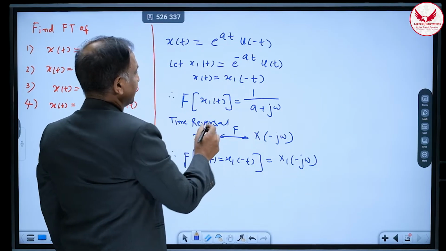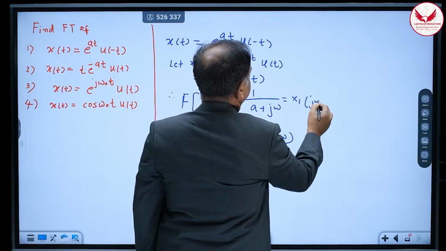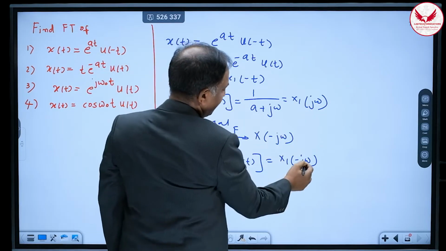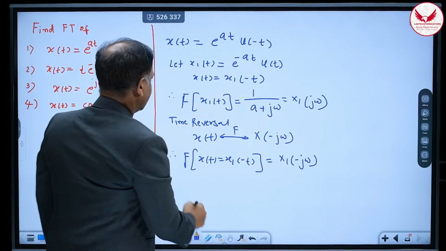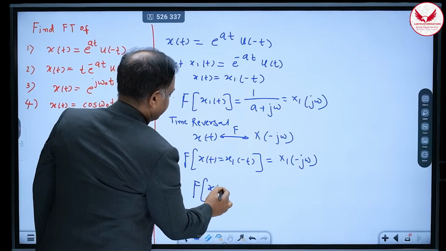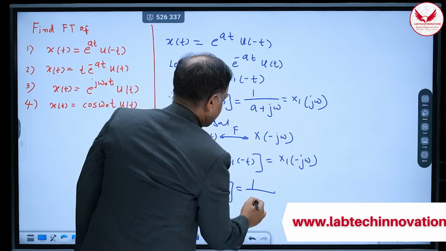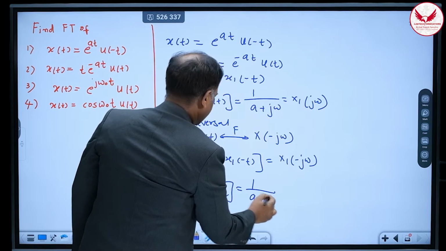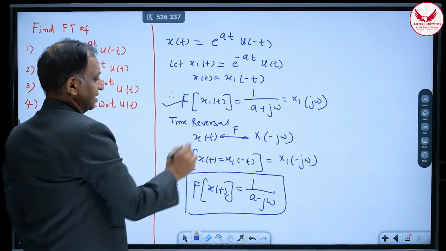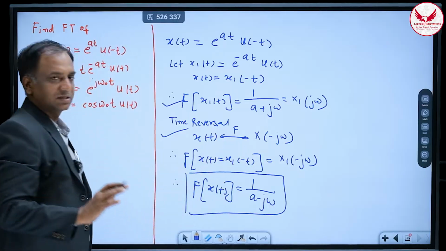So x1 of minus j omega means wherever omega is there in x1 of j omega, you replace omega by minus omega. Therefore the Fourier transform of this x of t is equal to 1 upon a minus j omega. It's so simple. Just use the Fourier transform of the basic signal, then write the property, apply the property, and you will get the answer very easily.